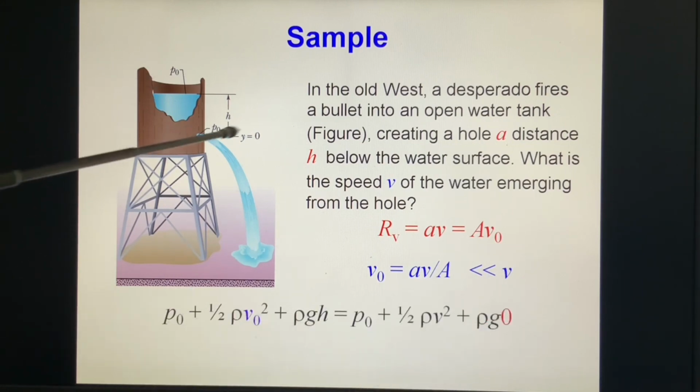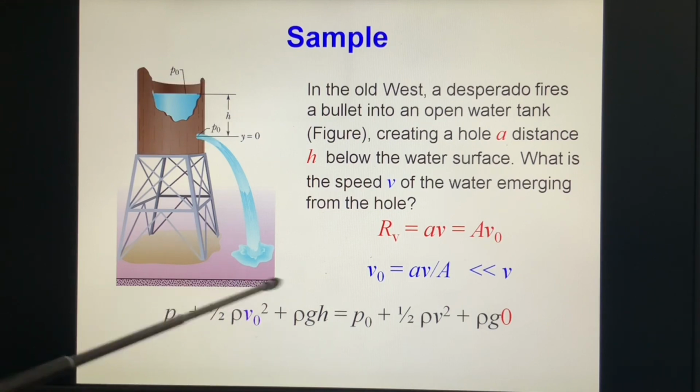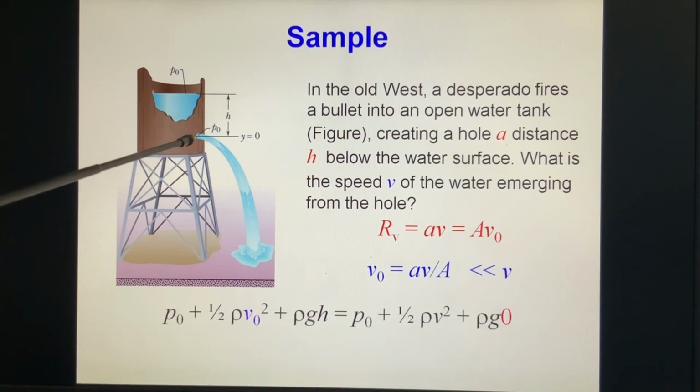Suppose this is y equal to 0, and this surface is y equal to h. So we have P0 plus half rho v0 squared plus rho g h. This side is 0, and this is P0, atmosphere, so they cancel out. And we get v equals the square root of 2gh.